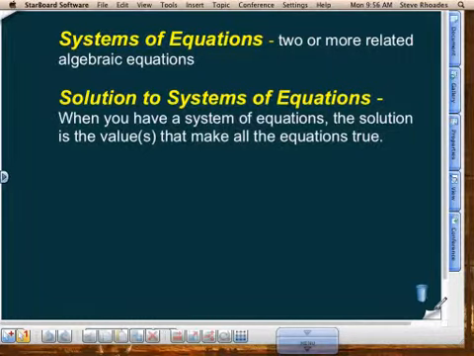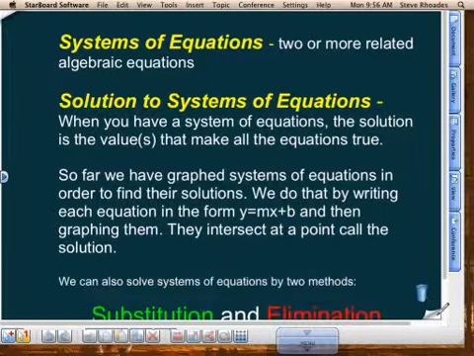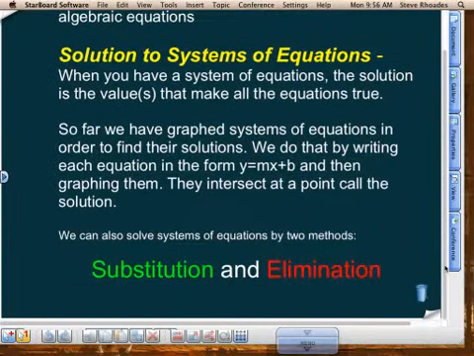All right, so far we've graphed systems of equations in order to find their solutions. We do that by writing the equation in the form y equals mx plus b, and then we graph it. The intersect is the point we call the solution. Today and tomorrow, we're going to talk about two different methods for solving these. We can solve them by two algebra methods. One is called substitution, and the other one is elimination. Today I'm going to talk to you about substitution.